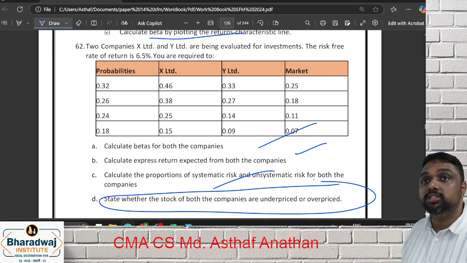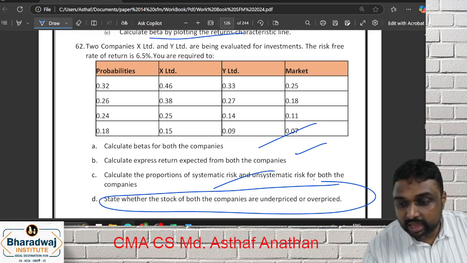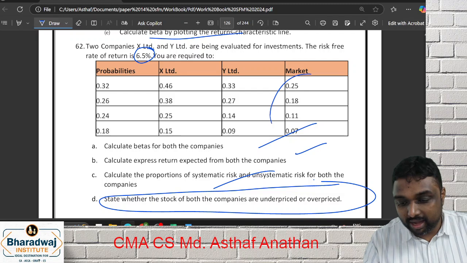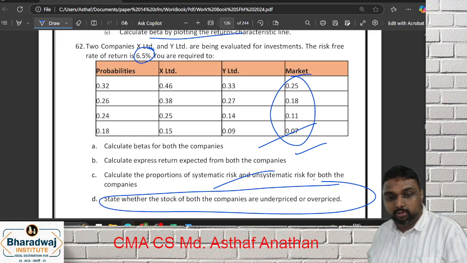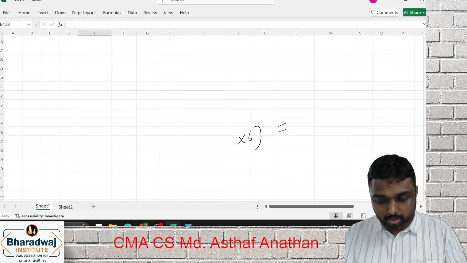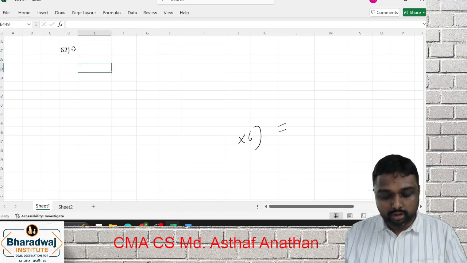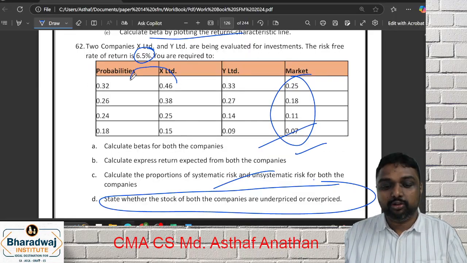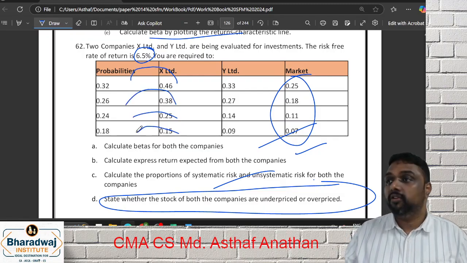See, the point is you have to first find out the beta. Once you find out the beta, see, they have given RF is 6.5. This is the market, so market into probability will give the return of market. If you want, I will do this final answer around 62. How can you go for 62, friends? If you do x alone, return of x is what? 0.46 into 0.32, 0.38 into 0.26, 0.25 into 0.24, 0.15 into 0.18.